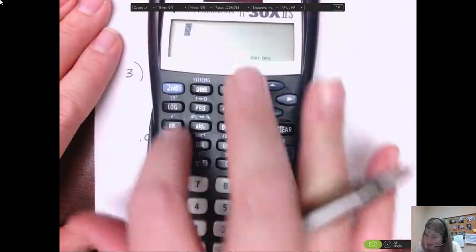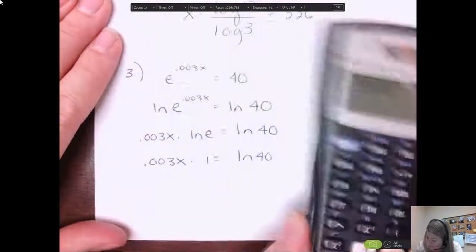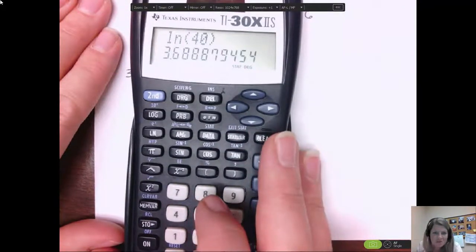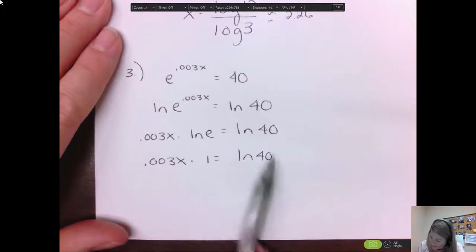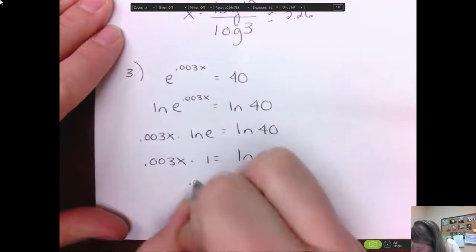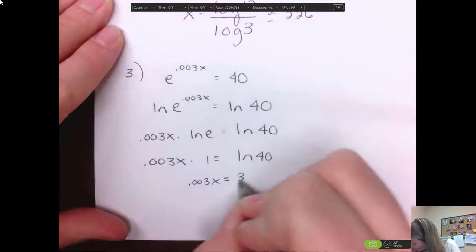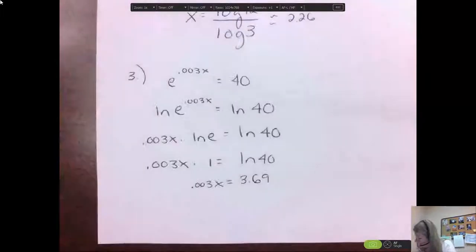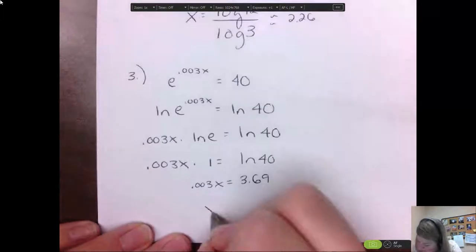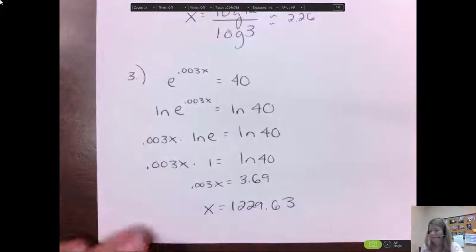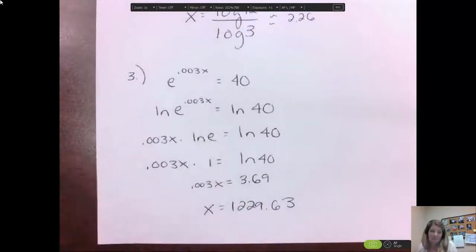So natural log of, oh goodness, what was it again? 40. Okay, so that's 3.69. That's going to be our number here. So I have 0.003x equals 3.69. Divide that by 0.003 and I get an answer of 1,229.63.